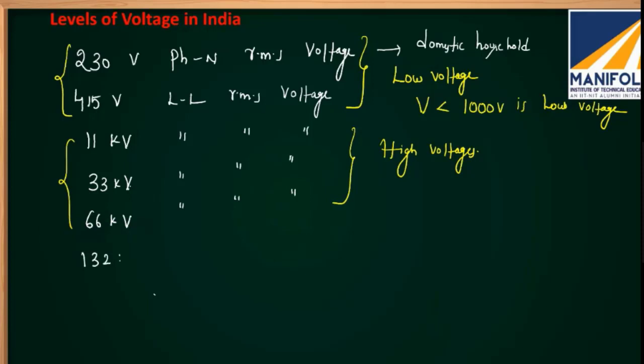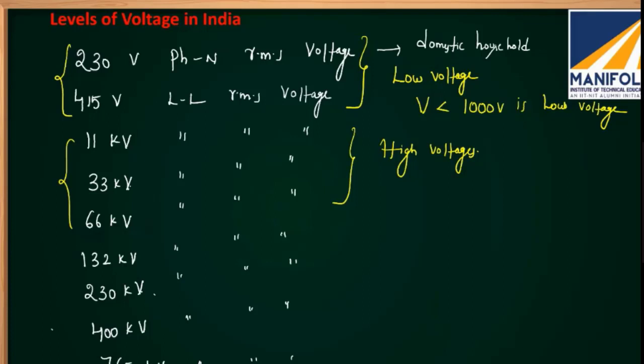The next levels of voltage that we encounter in our power system network are 132 kV, all our voltages being line to line RMS voltages, 230 kV. Okay. And next is 400 kV. Next is 765 kV. Okay. Line to line RMS voltages.